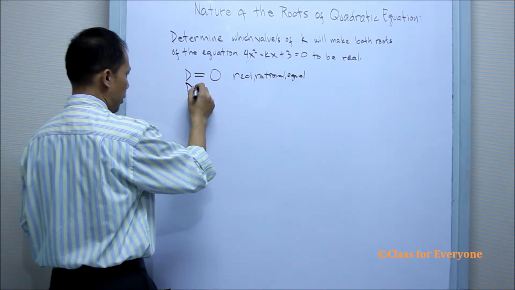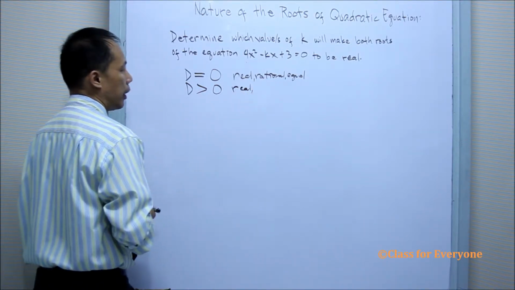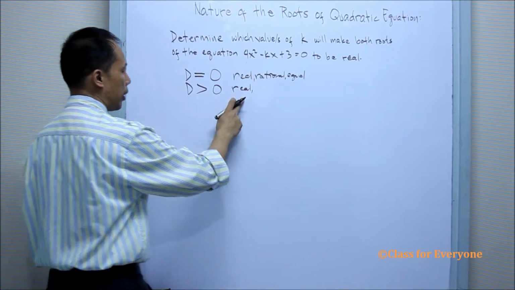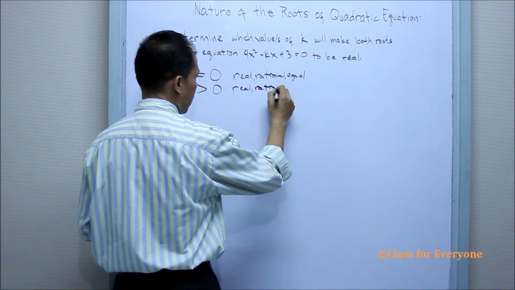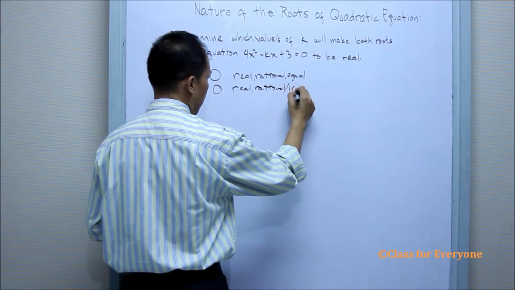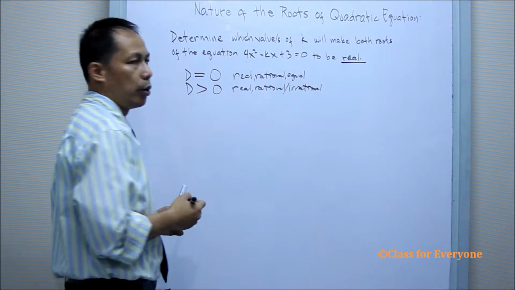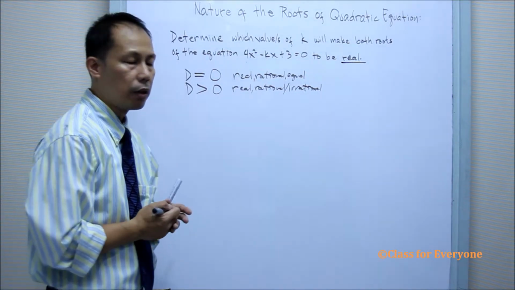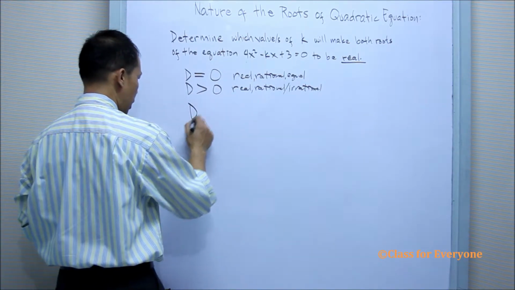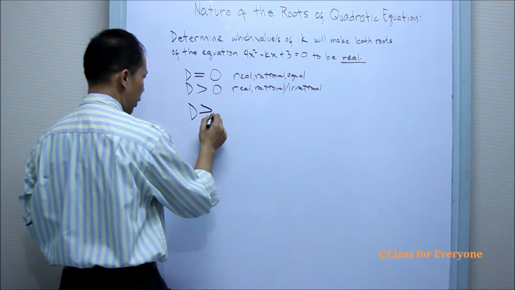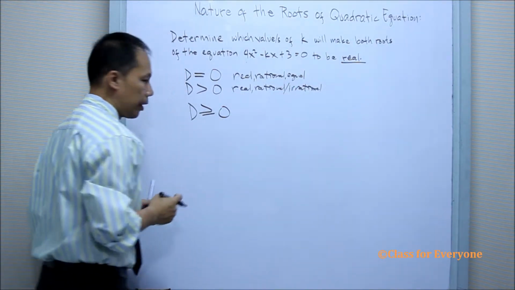And the discriminant is equal to 0 is also a real number. The nature is a real number. It can be irrational or rational. The condition here is that the roots are rational. So, using the discriminant, it can be now stated as the discriminant is greater than or equal to 0 for the roots to be a real number.